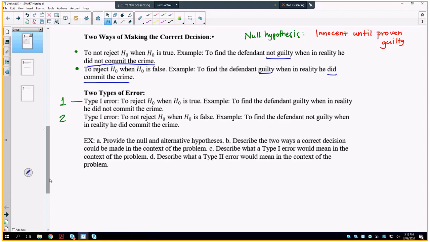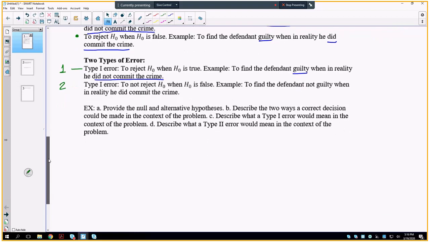So we find the defendant guilty, but he did not commit the crime. That is an error, and we call that a type 1 error. A type 1 error is when we reject the null hypothesis, but it was true. The null hypothesis is that he's innocent. We rejected the fact that he's innocent, but he actually was innocent.